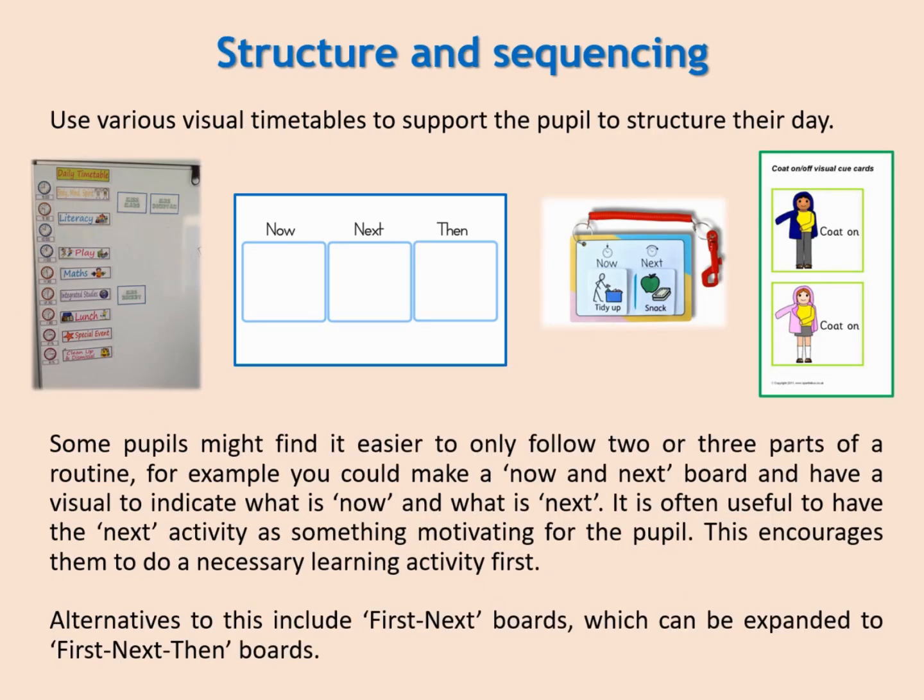Structure and sequencing. Use various visual timetables to support the pupil to structure their day. Some pupils might find it easier to only follow 2 or 3 parts of a routine. For example, you could make a now and next board and have a visual to indicate what is now and what is next. It is often useful to have the next activity as something motivating for the pupil. This encourages them to do a necessary learning activity first. Alternatives to this include first and next boards, which can be expanded to first, next, and then boards.